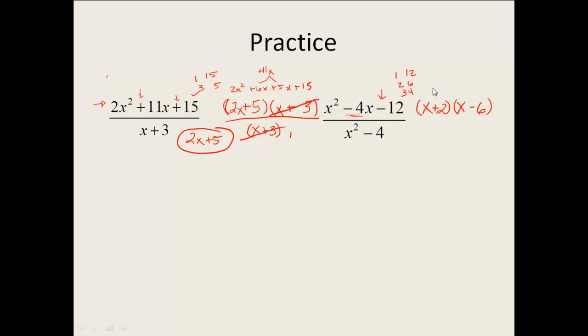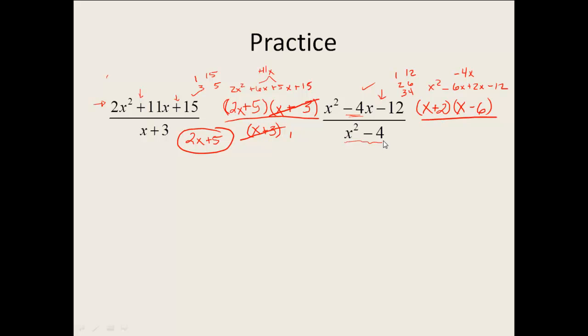I still do need to check it by foiling. So I'd have x squared minus 6x plus 2x minus 12. Negative 6x plus 2x is negative 4x. And we end up getting what we need. Now the bottom, I can't cancel anything out because nothing matches. But what you need to recognize is this can be factored also.